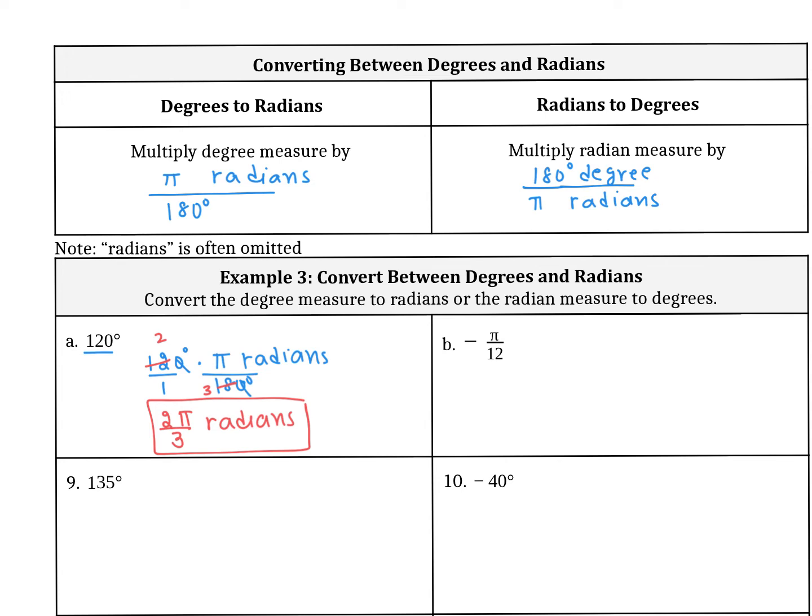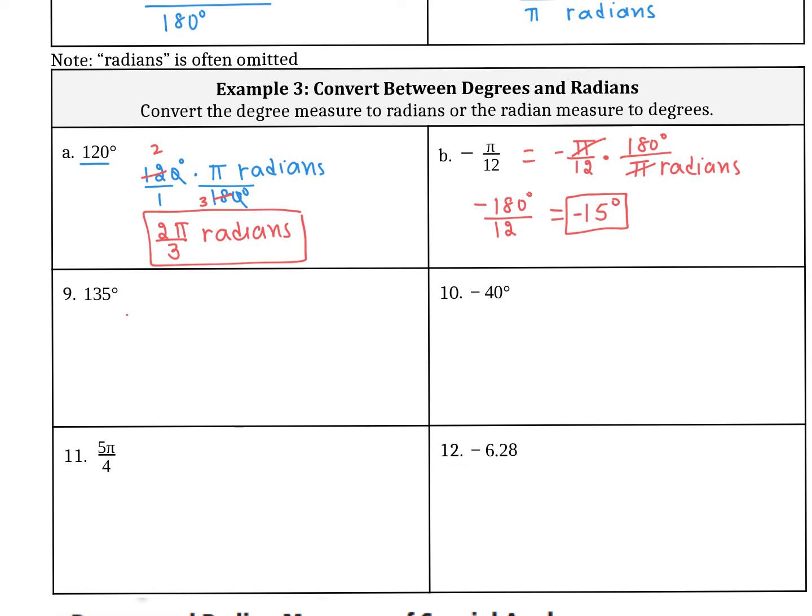Now to change pi over 12 into degrees, you multiply it by 180 divided by pi radians. Pi and pi cancel, and then you divide 180 by 12. So you're going to get 180 degrees divided by 12, and that's going to give you 15 degrees.